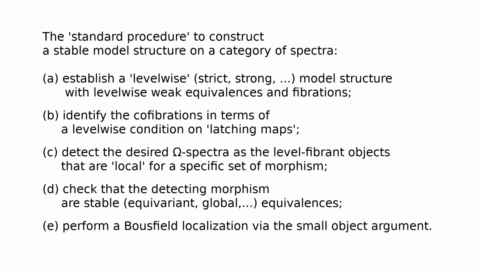The final step is to perform a Bousfield localization using Quillen's small object argument. For example, the fibrant objects will be produced by running the small object argument with respect to the class that on the one hand contains the acyclic cofibrations of the level model structure, and to this you add the morphisms that detect the omega spectrum condition, suitably modified so that they are cofibrations as well.